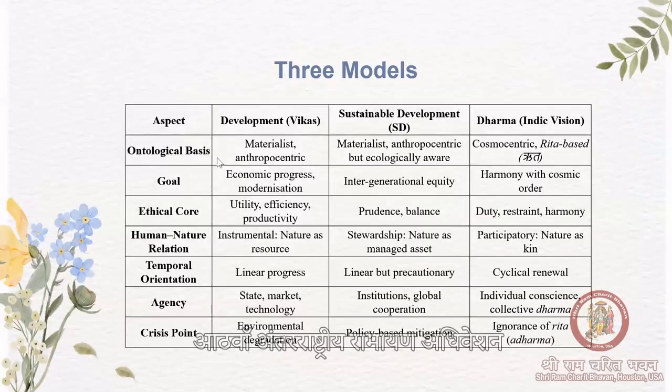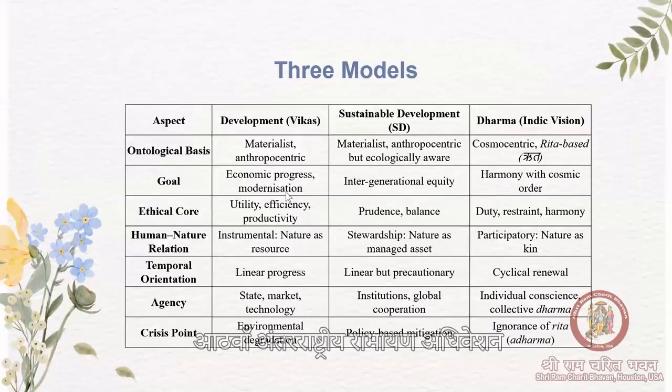And I have explored the basis, what are the things that are the roots. For example, the ontological basis. It is materialistic and anthropocentric. Only human is the center of the world. Sustainable development briefly broadens it by being ecologically aware. But Dharma is cosmocentric.